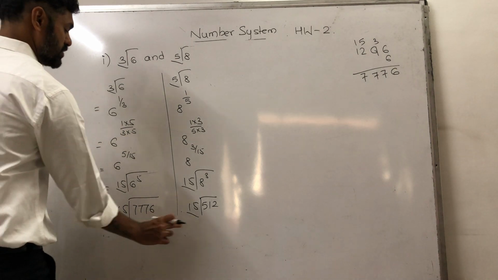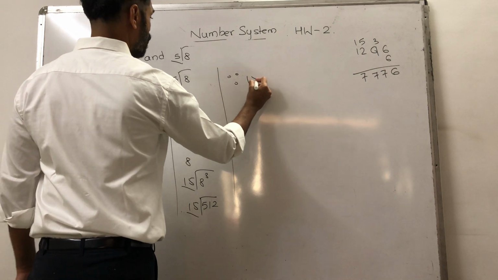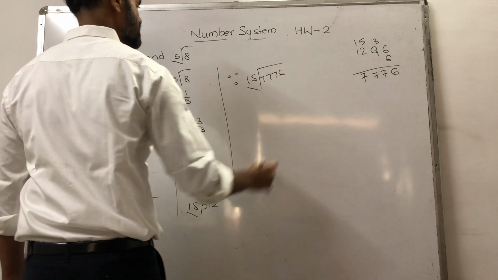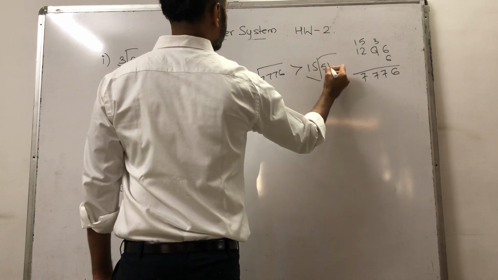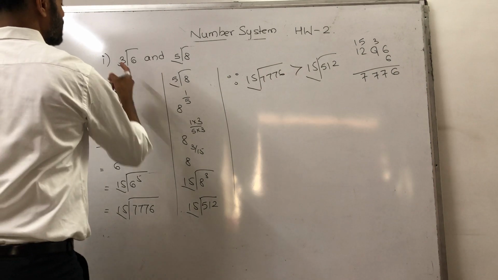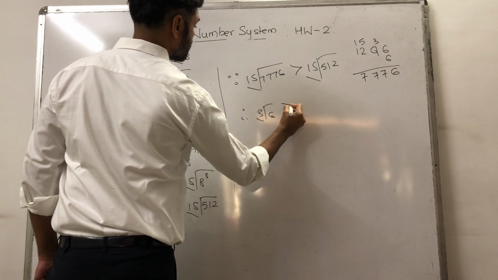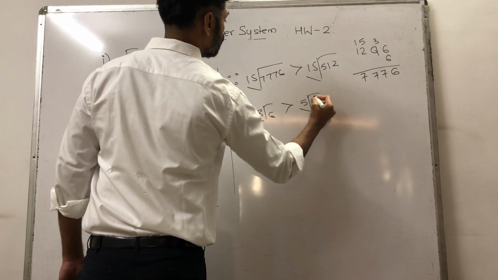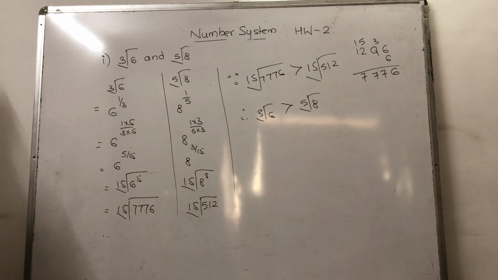We know this will be bigger than this, so we can say since 15th root of 7,776 will be greater than 15th root of 512, which is this number actually? It is cube root of 6. And what was this number actually? It is fifth root of 8. Hence we can say this number is greater than this.